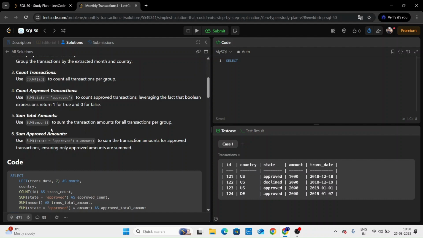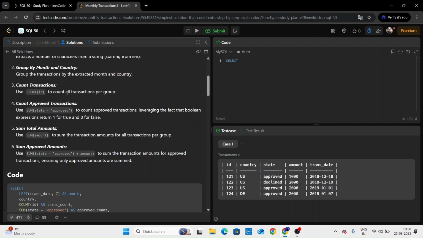Why state equal to wait to count all transactions per group? Use sum state is equal to approved to count approved transactions, leveraging the fact that Boolean expressions return 1 for true and 0 for false. Okay, I understand that; we used it previously when using case when. Again, I don't remember the syntax. We need to recall the syntax once more today also.